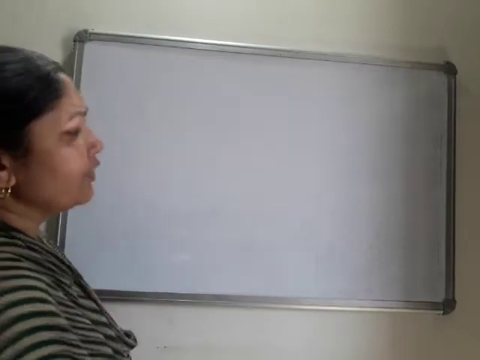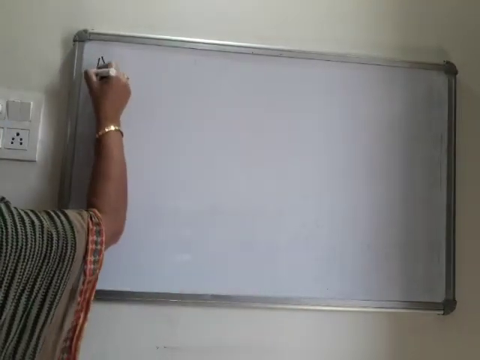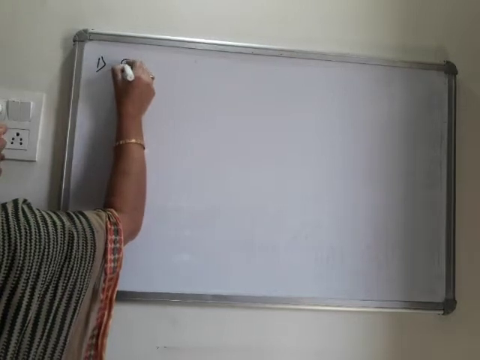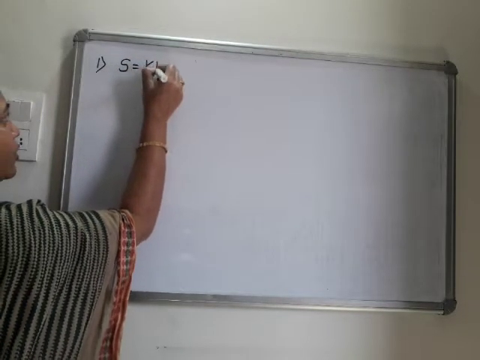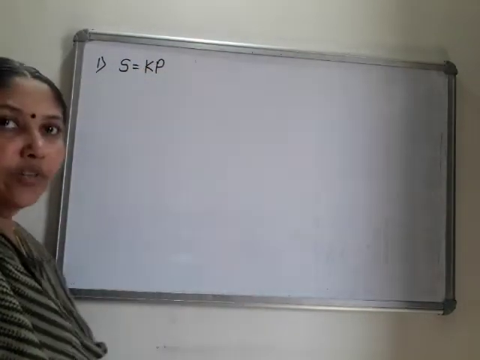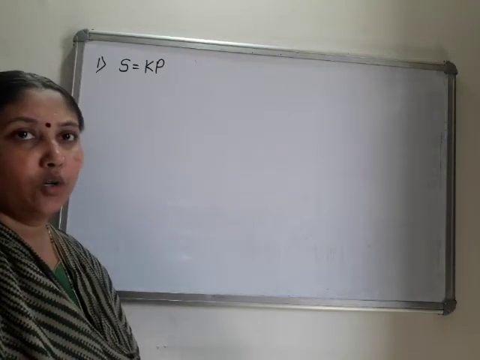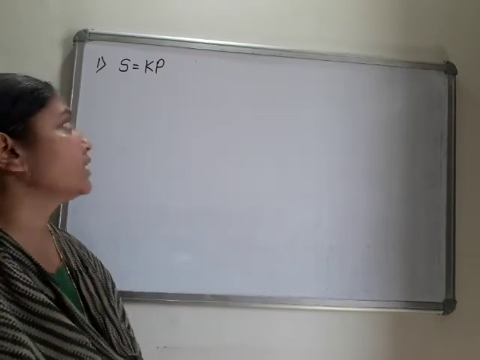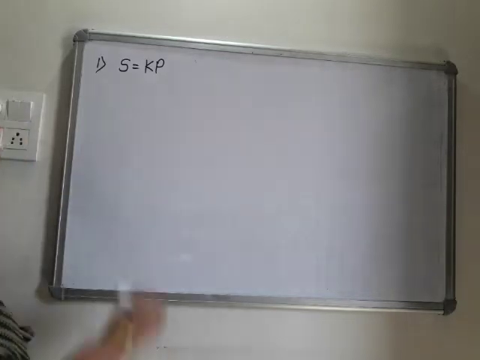So first formula, that is Henry's law. On the basis of Henry's law, S is equal to Kp. Solubility of a gas is directly proportional to the pressure applied over it. So S is equal to Kp.